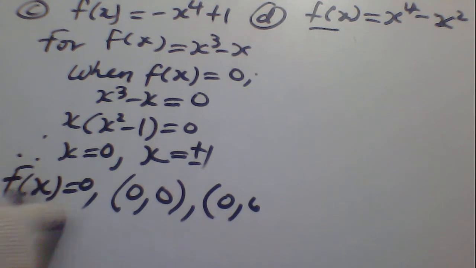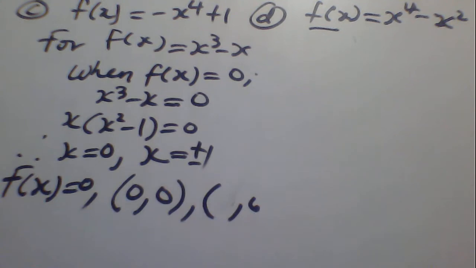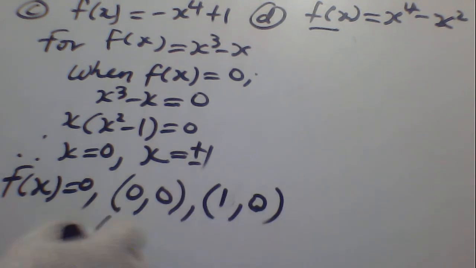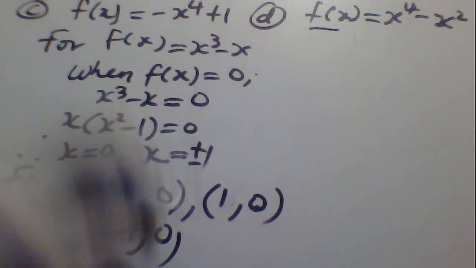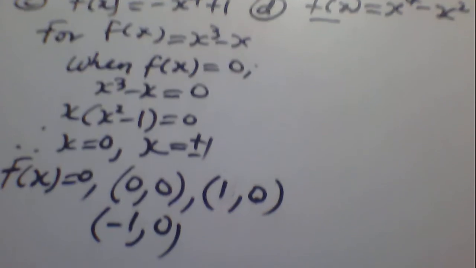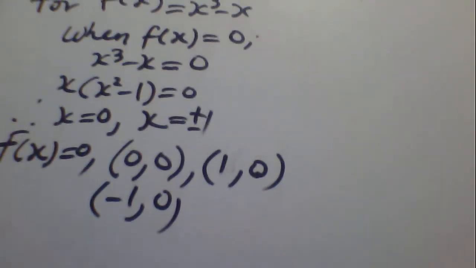The first is when x is 0, the function is 0. The second is when x is 1, the function is 0. I hope you are seeing it. And the third, when x is minus 1, the function is 0. So it suggests that there are 3 points where the function crosses or intercepts the x axis.